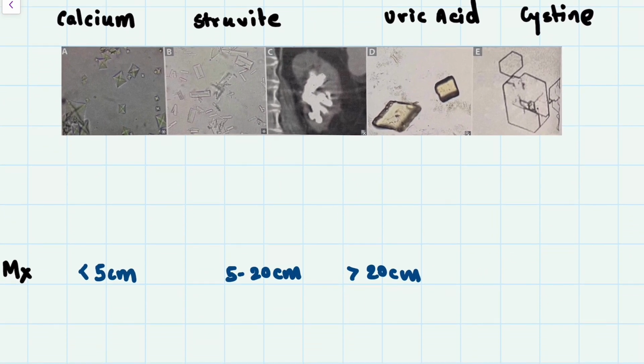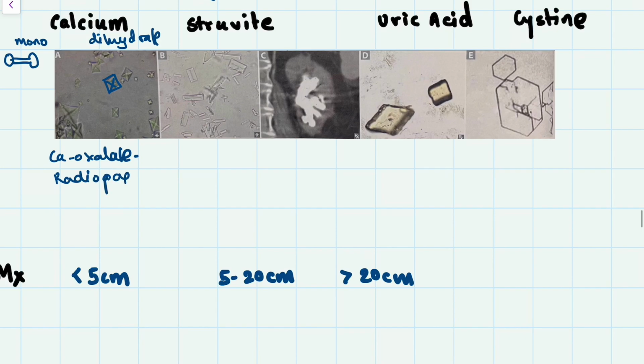First is the calcium stone. Right, calcium stones are of two types, calcium monohydrate and calcium dihydrate. Calcium monohydrate has a dumbbell appearance, while the calcium dihydrate has an envelope appearance. They are basically the crystals of calcium oxalate and they are radio opaque, right? That is, they can be seen on x-rays. They are the most common stones, like around 80% of stones are calcium stones, and calcium oxalate is more commonly seen than calcium phosphate in the kidney.